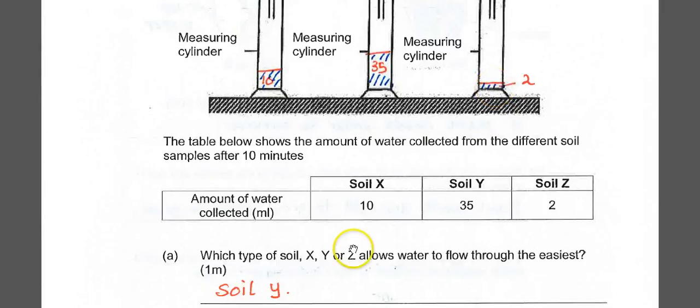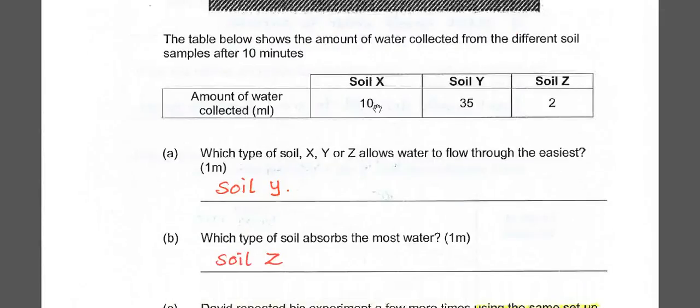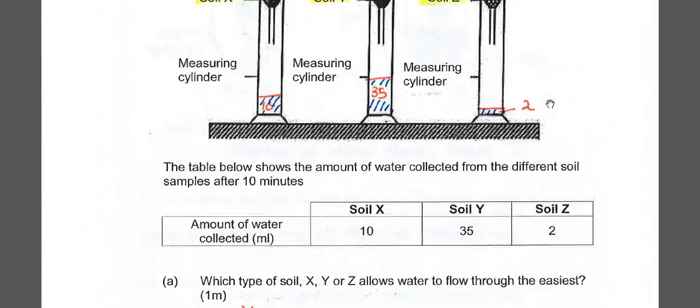Which type of soil, X, Y, Z, allows water to flow through the easiest? This one, because most water gone through, right? For this, they don't really, and this not so much at all, because most of the water stuck here, it does not flow through easily. For this, it flows through easily. So, which type of soil would absorb most water? Soil Z here. Okay, now 2 means the water here drops onto the cylinder, only 2 milliliters, but the rest are being absorbed up here. Next.